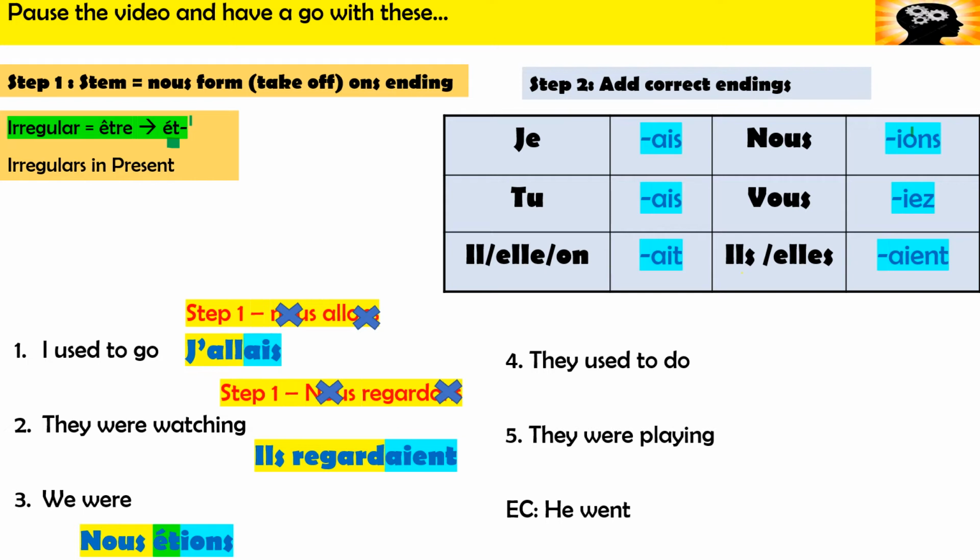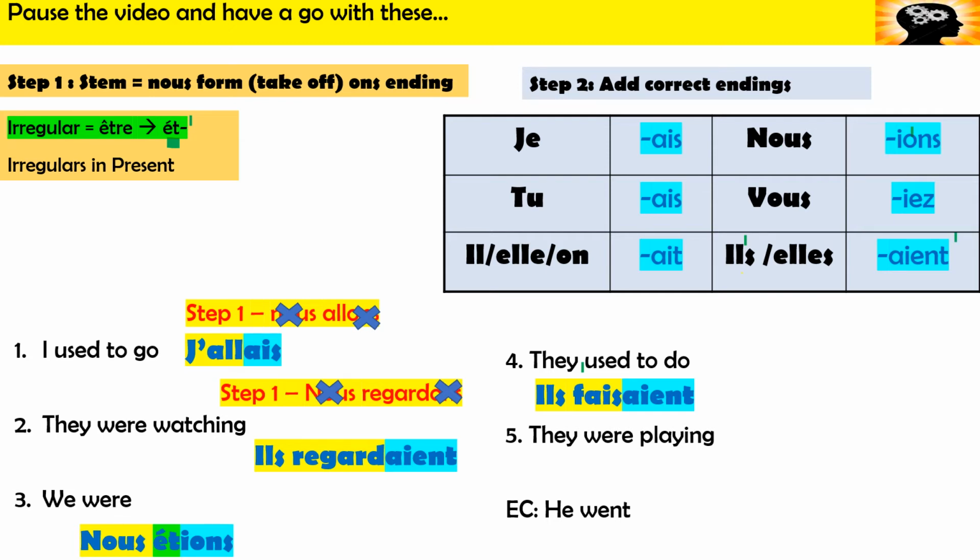Numéro 4, they used to do. Alright, this is a nasty one. So, faire is our verb to do. Put it in the new form is nous faisons. There we go. Take rid of the ONS and then is ils faisaient. They were doing or they used to do.